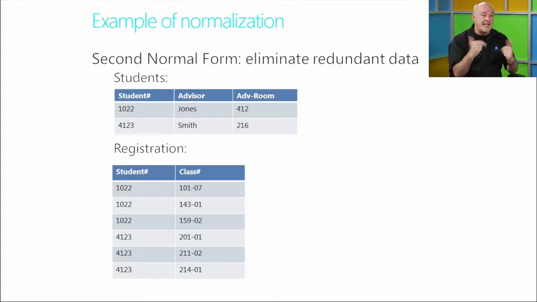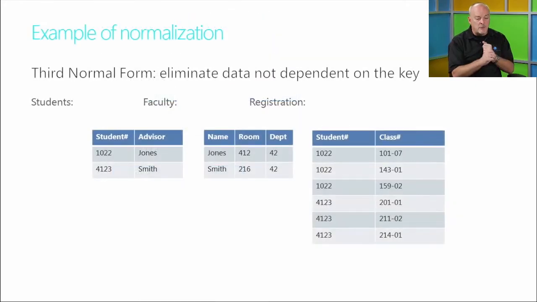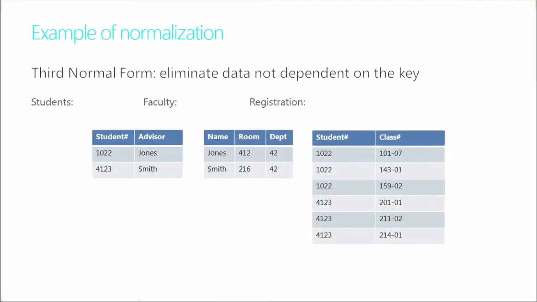We've introduced a second table that's going to allow us to avoid or eliminate that redundant data. Let's take it to our next level, our third normal form: eliminate data not dependent on the key. Let me go back just one second here.